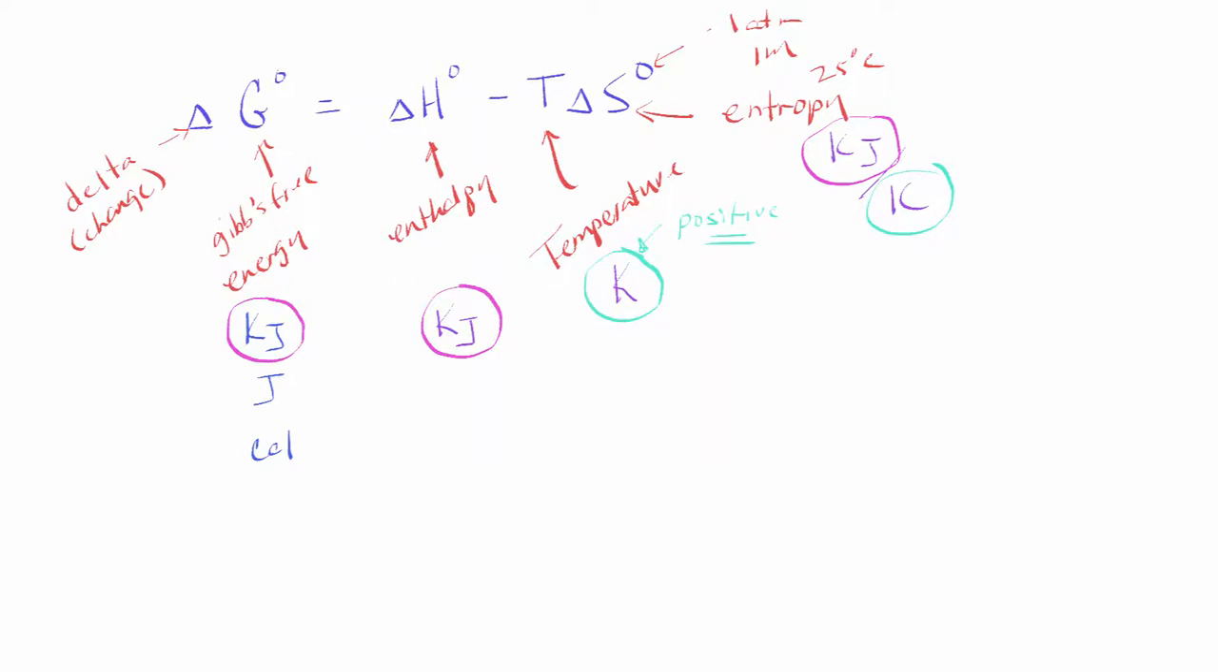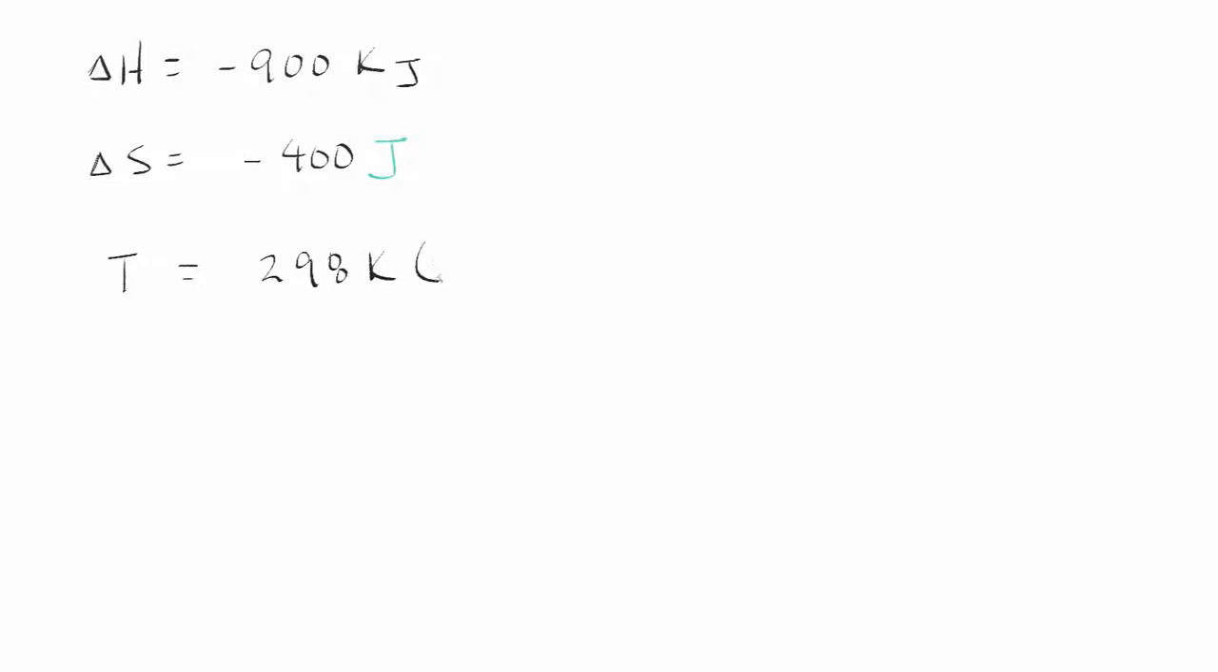Okay, so moving on here, let's take a look at an example. So let's say delta H in this particular case is equal to negative 900 kilojoules. And your entropy in this reaction is equal to negative 400, and I'm going to change the pen color here so you don't forget that this is in joules. So we want to make sure to adjust that. And your temperature is equal to 298 Kelvin. Well, this is equivalent to about 25 degrees Celsius.